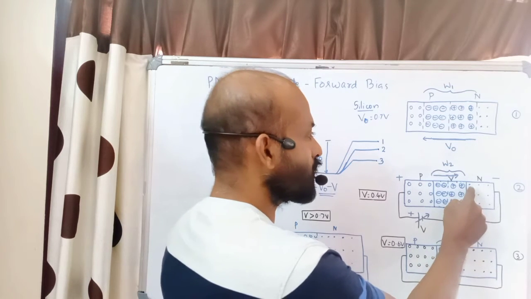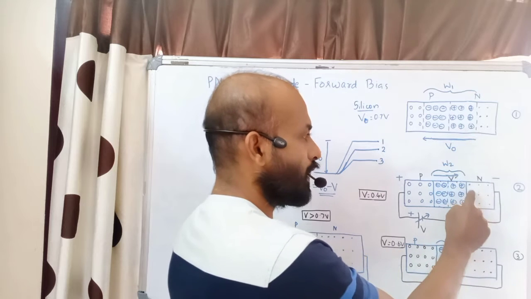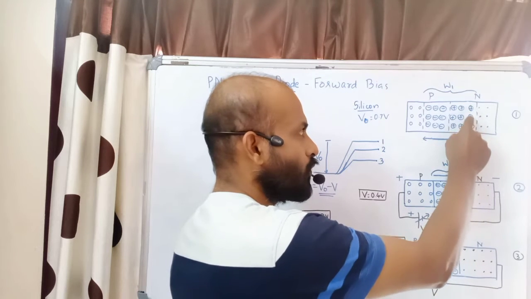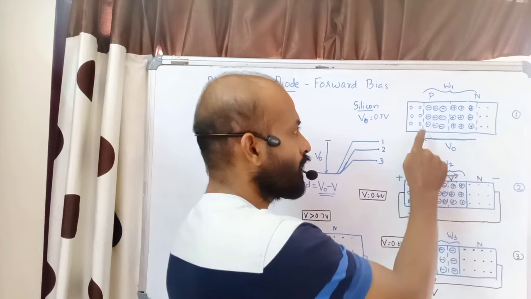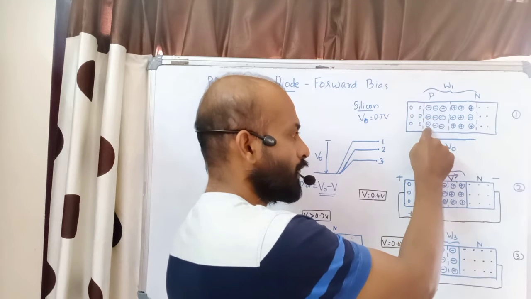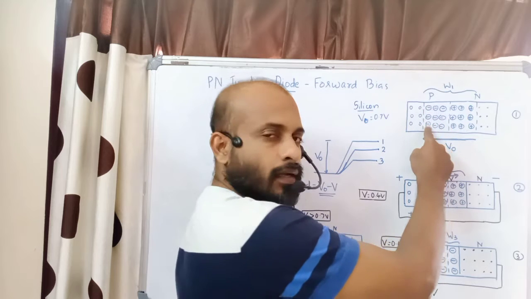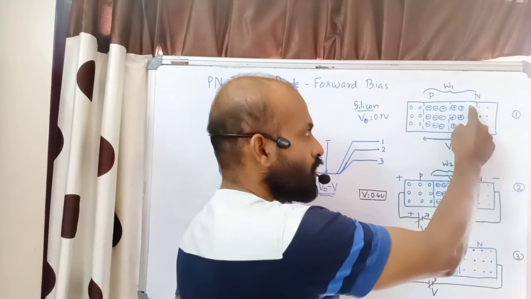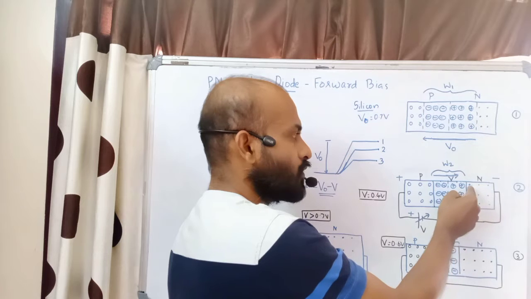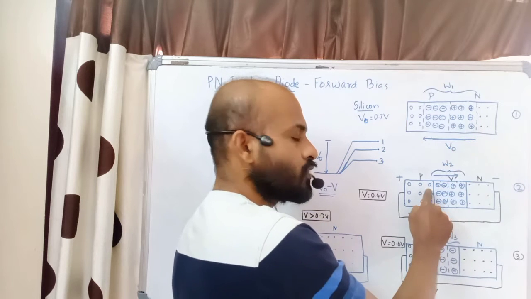But now this region, you can see here, contains electrons. Now there are no positive ions, only electrons here. Here we can see three negative ions. Since the holes come to this region, these negative ions will be neutralized. These positive ions also will be neutralized. So we can see many electrons occupying this region, many holes occupying this region.